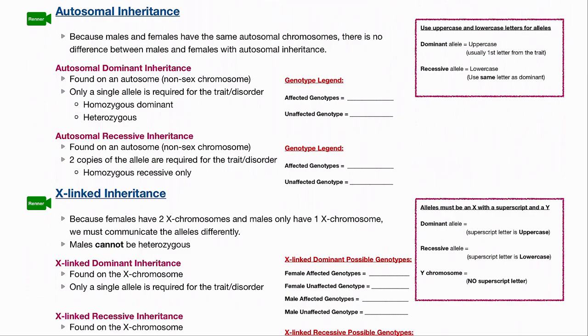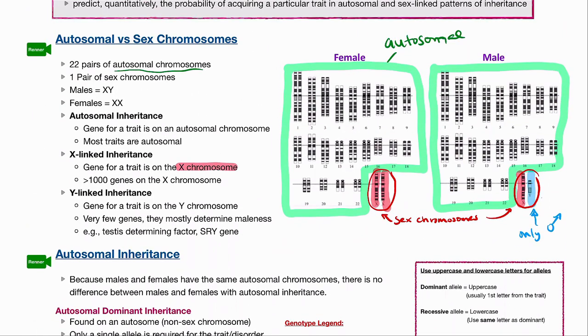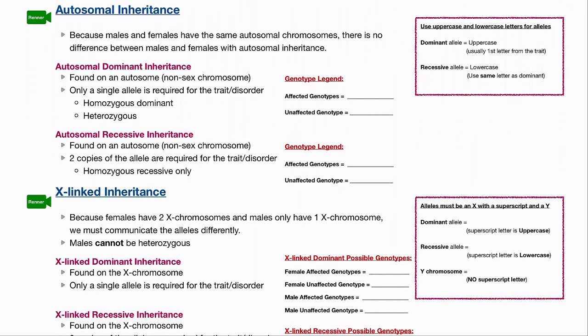So now that we've taken a look at autosomal versus sex-linked inheritance, or what that even means with the chromosomes, now let's take a look at some examples of autosomal inheritance. That's where they're on chromosome 1 to 22, not the X or the Y chromosome. So because males and females have the same autosomal chromosomes, there is no difference between males and females with autosomal inheritance. You can have dominant or you can have recessive.